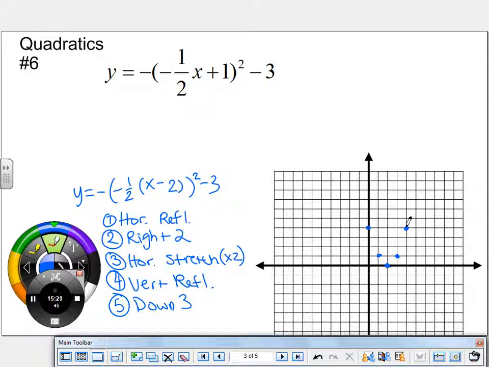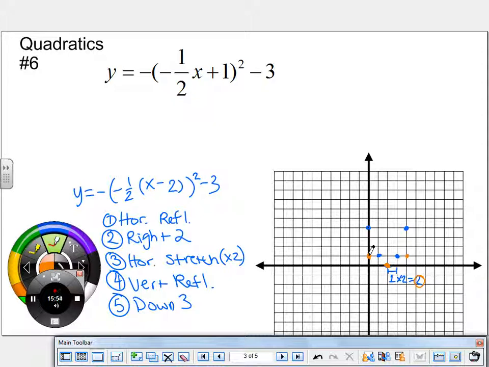Okay. So last time we compressed. This time we're stretching. So these points that were 1 unit away from the vertex, we're now multiplying by 2. So we want that point to be 2 units away from the vertex. The vertex is going to stay where it is. This point at a height of 1 is going to stay at a height of 1, but rather than being 1 unit away, we want it to be 2 units away, so it's going to be over 2 and up 1, and over 2 the other direction and up 1.